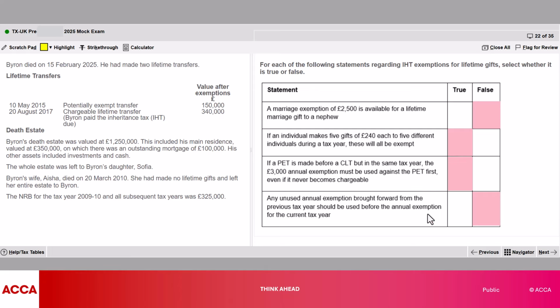And then finally, any unused annual exemption, remember that that can be carried forwards for 1 year. It says it should be used before the exemption for the current tax year. Well, that is false. We have to use the current year exemption before we use the brought forward one. So all of those correct gets you 2. If you make any mistakes, unfortunately, you would score 0.